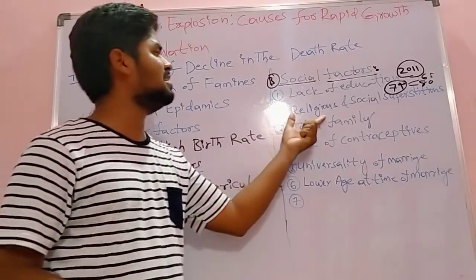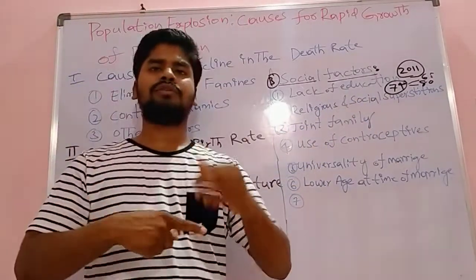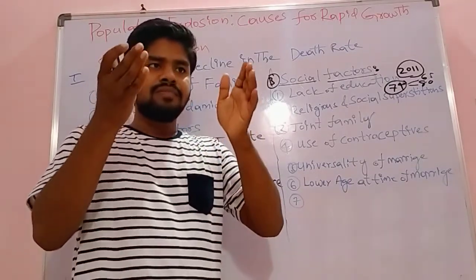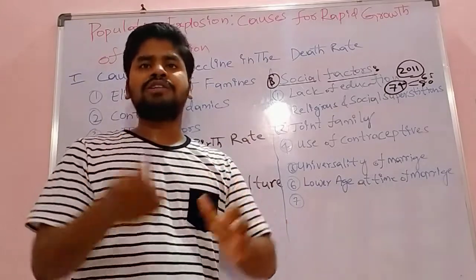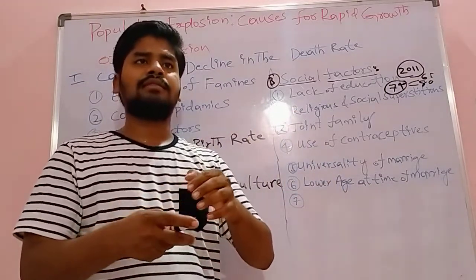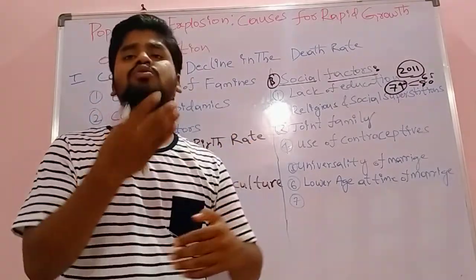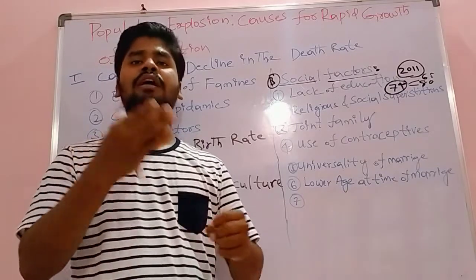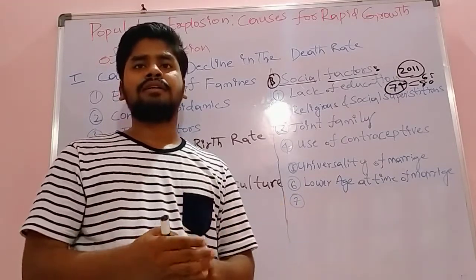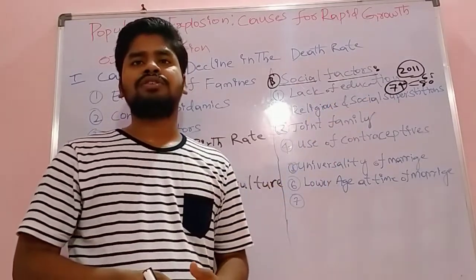And coming to religious and social superstitions, we follow social stigma, like a boy child should be there in our family. The girl child is not at all enough; a boy child should be there. There are many such social stigmas in our Indian society. There are also caste and religious superstitions and blind beliefs.